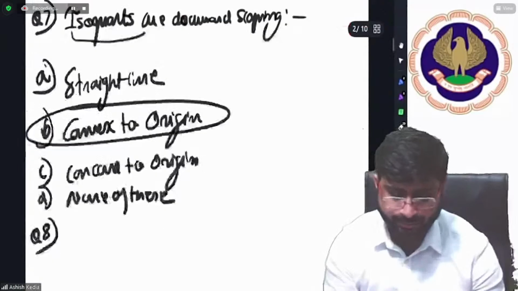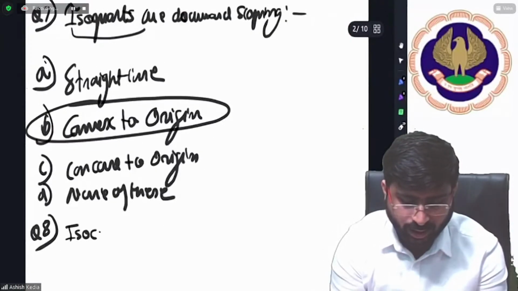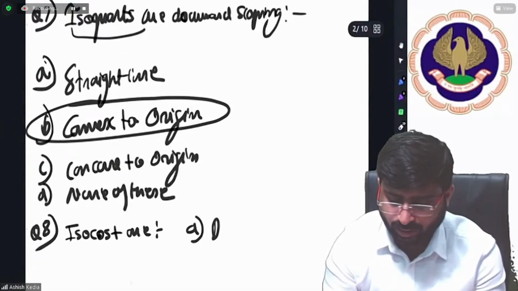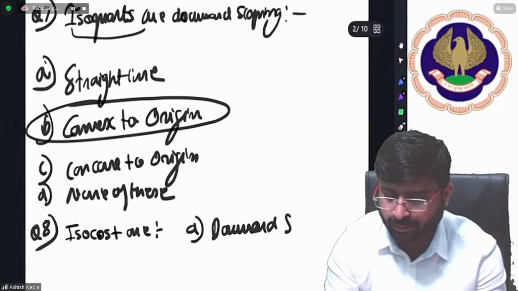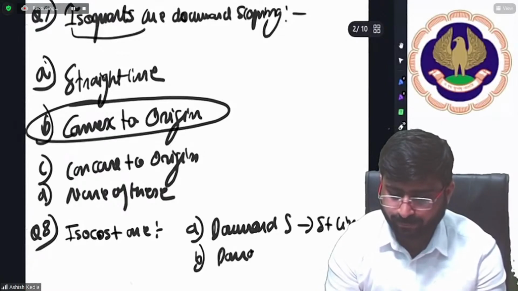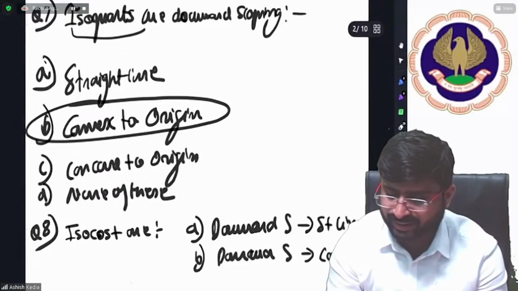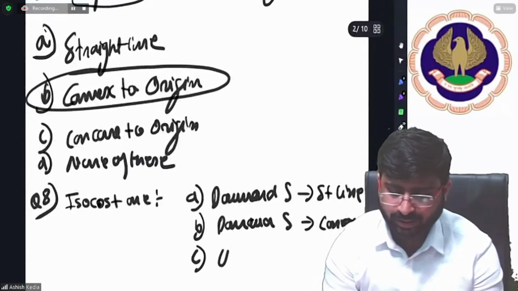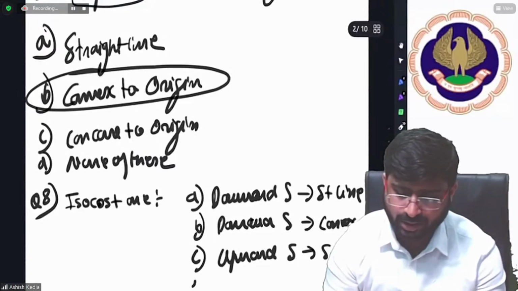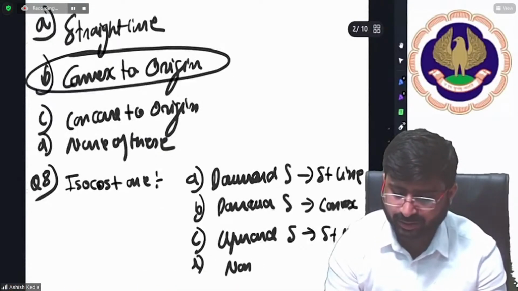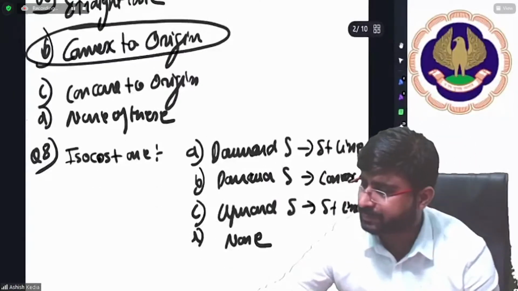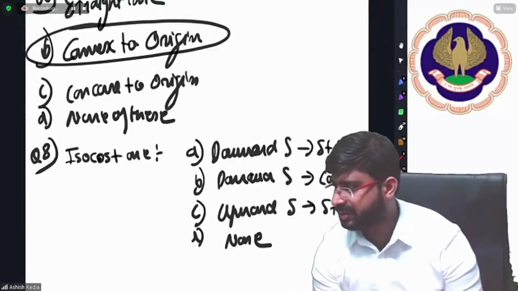Answer me this. Isocosts are A, downward sloping straight line. B, downward sloping convex lines. C, upward sloping straight line. D, none of these. What do you think is the answer, my dear friends, in isocosts? Come on, let's answer this. Tell me.